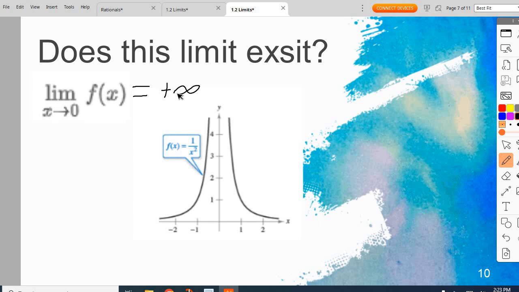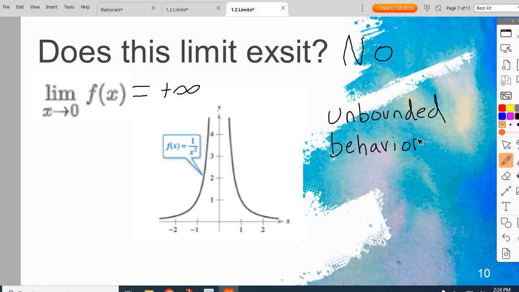Yeah, so it says that L has to be a value. Is infinity a value? No, it's simply a concept or an idea. Now, we can use this notation just to talk about what's happening as we get closer and closer to 0. So we could put positive infinity there just to say we're going up and up forever. However, the limit itself does not exist. And the reason is because this is unbounded behavior. Yes?